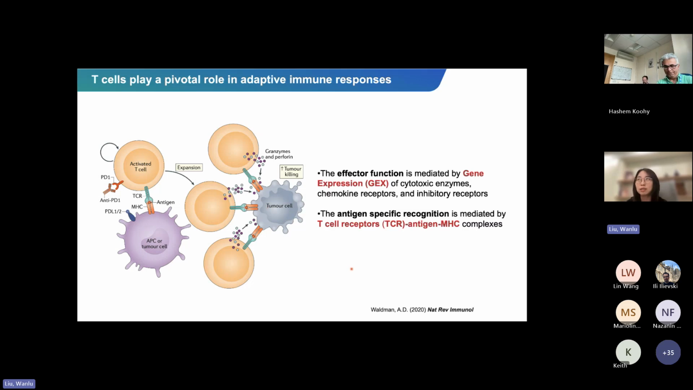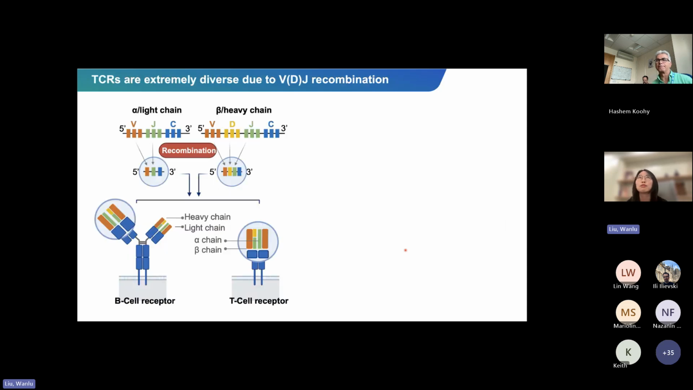For a T cell to be in good function, the effector function is mostly mediated by the gene expression of cytotoxic enzymes, chemokine receptors or inhibitory receptors. And the antigen-specific recognition is mediated by the TCR-pMHC complex, which is one of the major research interests in this group, I believe.